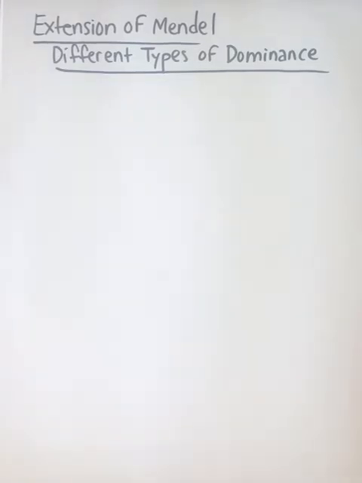Alright, this last video over inheritance is going to talk about different types of dominance. The most common type of dominance that we talk about is simple dominance. Simple dominance is going to include your monohybrid crosses and your dihybrid crosses. So monohybrid crosses and dihybrid crosses are in another video which you need to watch.